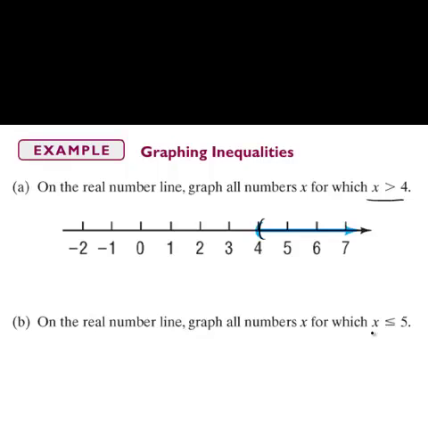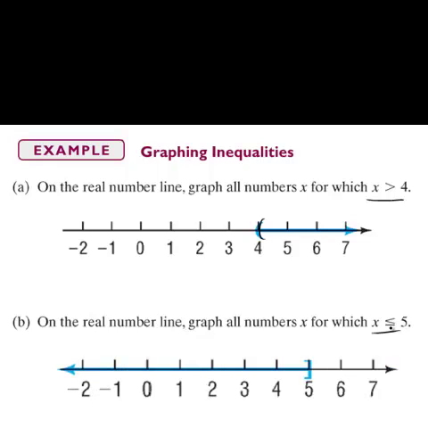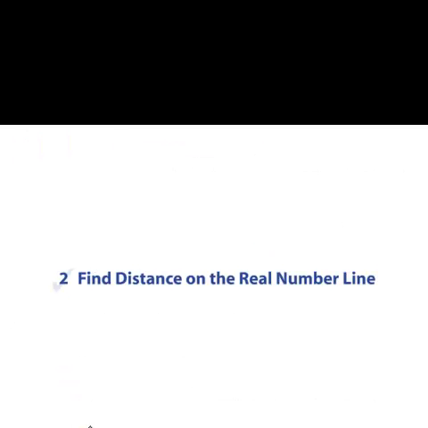Or if we want to graph the inequality x less than or equal to 5, well, we're talking about the set of real numbers that are either less than 5 or equal to 5. So we use either a square bracket pointing in the direction that the rest of the numbers are, or you can also use a closed circle like that instead of the bracket. And then, of course, the shaded part of the real number line indicates the numbers that are less than 5. All right, so just make sure that you know how to graph inequalities.